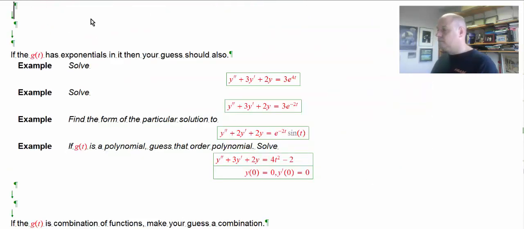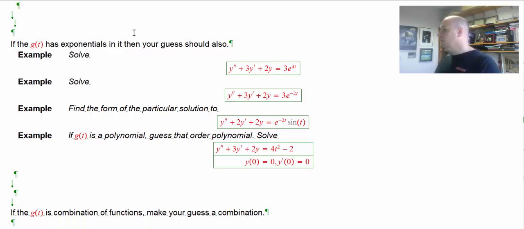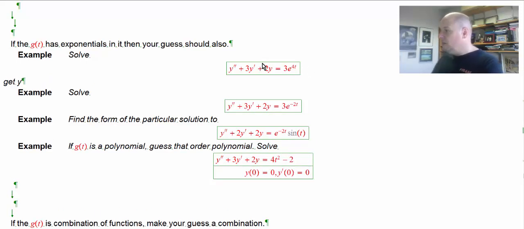Let's do another example. So here I've got an equation: y prime prime plus 3y prime plus 2y. I want to solve it, so step 1 is to get the homogeneous solution. My eigenvalues are going to be the roots of lambda squared plus 3 lambda plus 2. I can see that my eigenvalues are going to be minus 1 and minus 2.